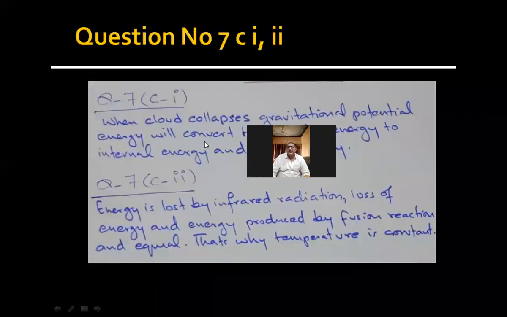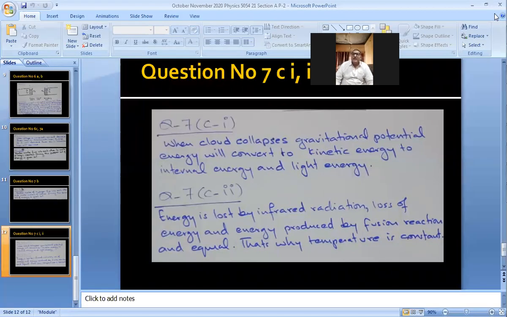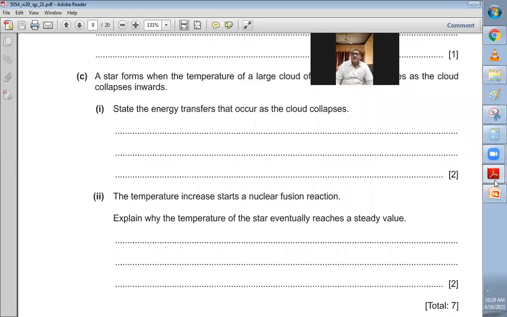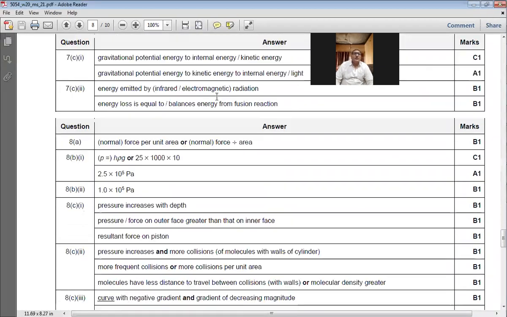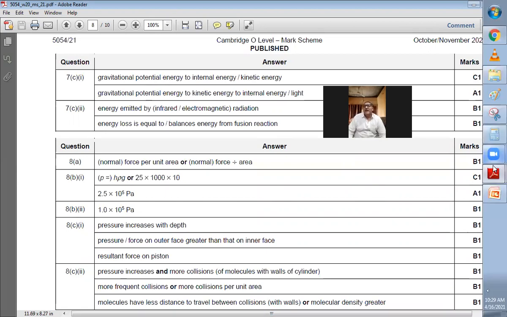So let's be precise. What will happen with the energy? The question is very simple. When the cloud collapses, gravitational potential energy will convert to kinetic energy, to internal energy and light energy. Very simple answer. He's talking about the stars. Let's see what the marking scheme has to say. Gravitational potential energy to kinetic energy to internal energy and light. So this is the 2 marks. Then we have the next question.